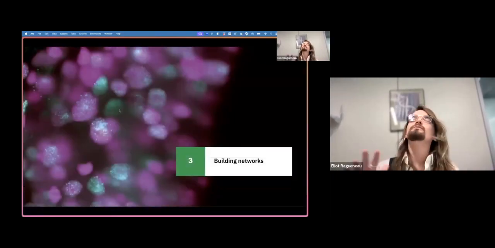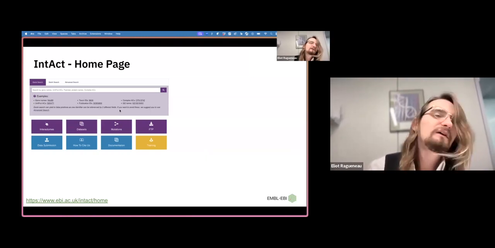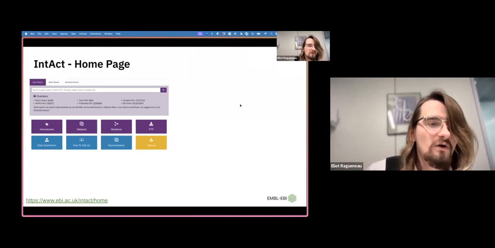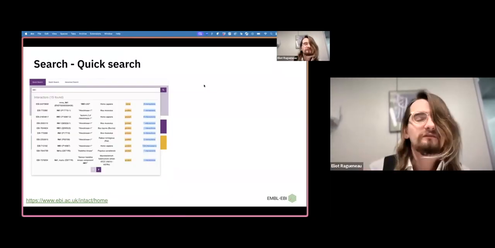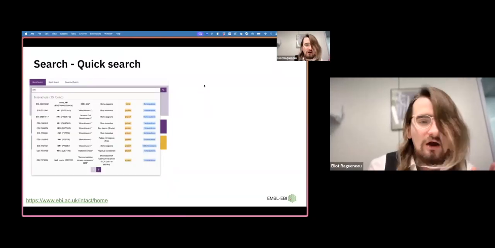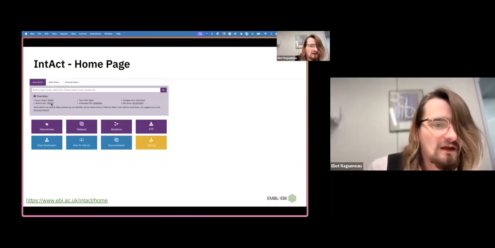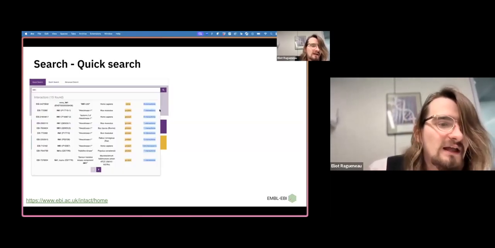Okay, now how do you build all those networks and get access to all those details? Well, when you reach IntAct, the first thing you get is this homepage and this quick search. Within this quick search, you can search for a gene of interest, a protein, or many other things: gene names, taxon IDs, complex ACs, UniProt ACs, publication IDs, GO terms, etc.